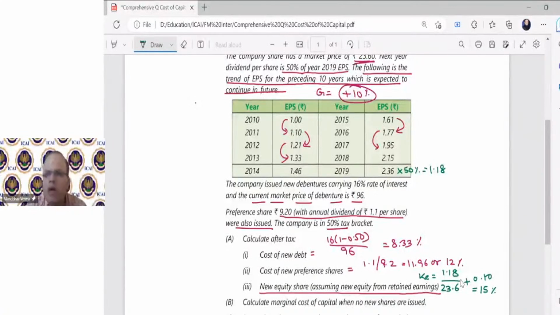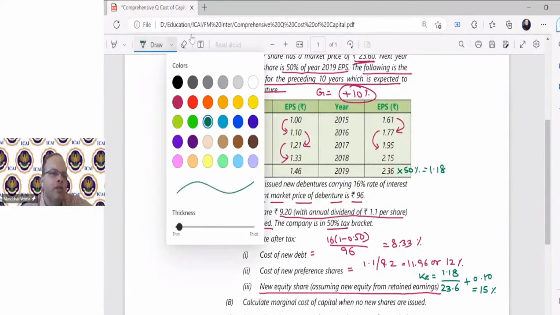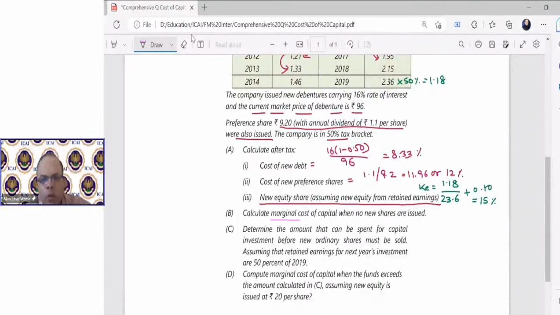Okay, great. Now look at question number B here. Let's talk about question number B. For question number B, the requirement is the marginal cost of capital when no new shares are issued, guys. And that's interesting. We are saying marginal cost of capital when no new shares are issued.